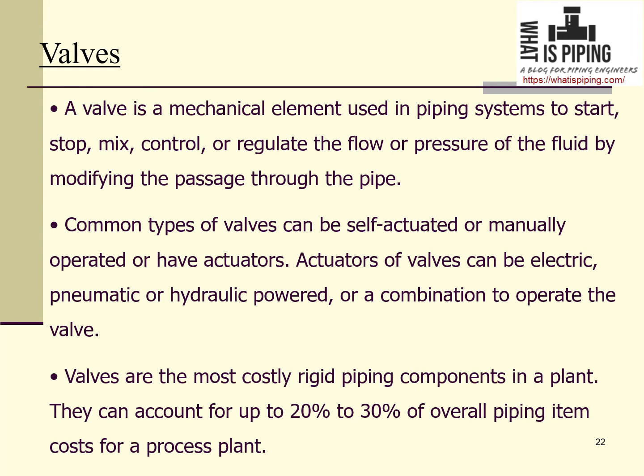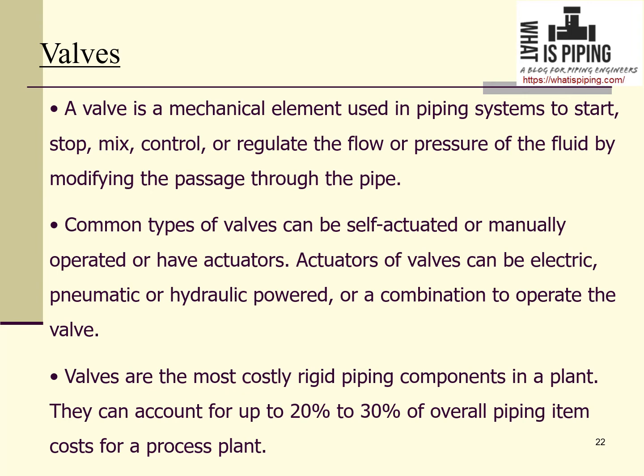Now valves. A valve is a mechanical element used in piping systems to start, stop, mix, control or regulate the flow or pressure of the fluid by modifying the passage through the pipe. Common types of valves can be self-actuated or manually operated or have actuators. Actuators of valves can be electric, pneumatic or hydraulic powered or a combination of any of the three or two.